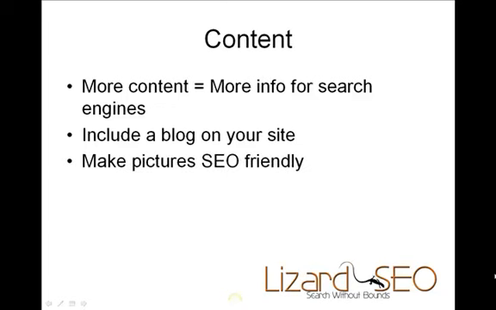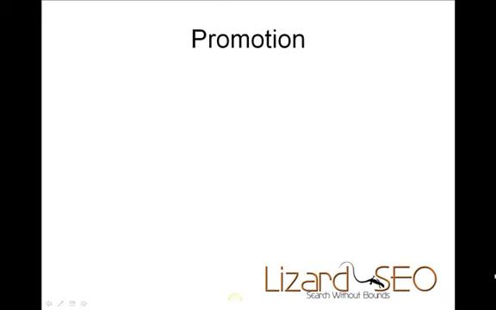Another part of content is to make your pictures SEO friendly. That is just simply adding an alt image tag to your picture so the search engines can see it. Obviously, search engines can't read or look at a picture, so this helps that factor become part of search engines.